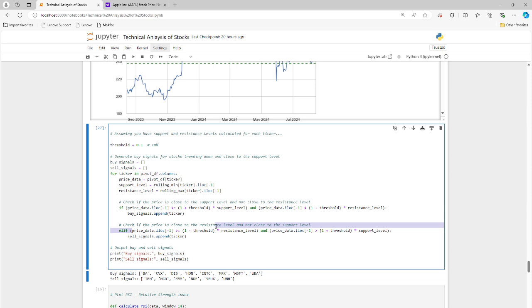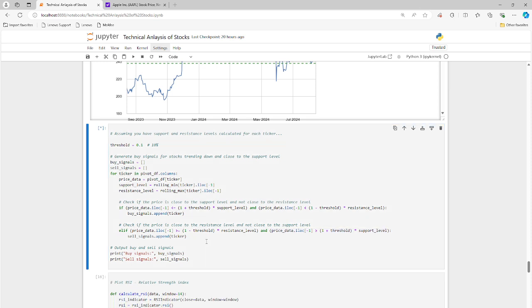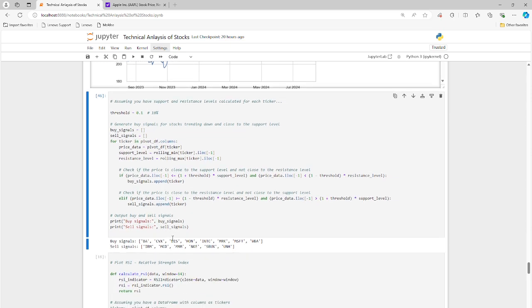This has to be true. Let me get the mouse over there. And this has to be true. If both are true, this is a sell signal, and we have the mirror image logic on the top, that would be a buy signal. So let me run this and see which of these stocks are buys and sells. Okay, so you have your list of buys and list of sells right there.